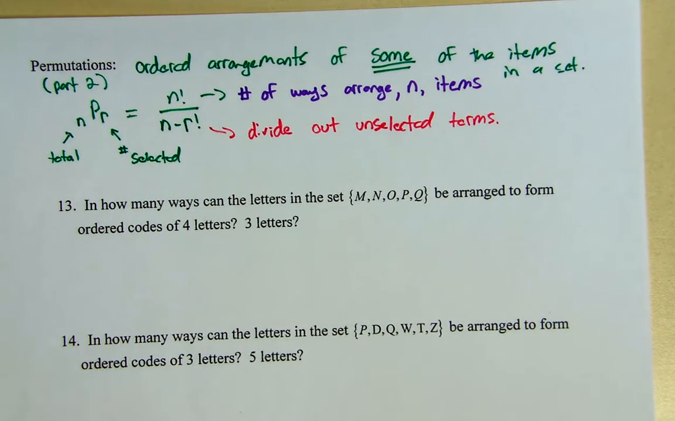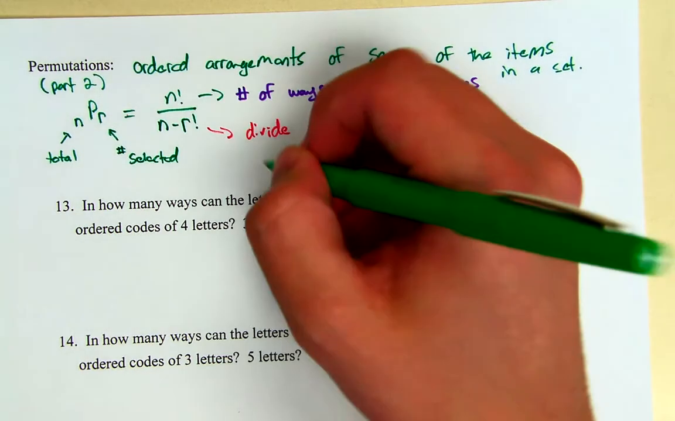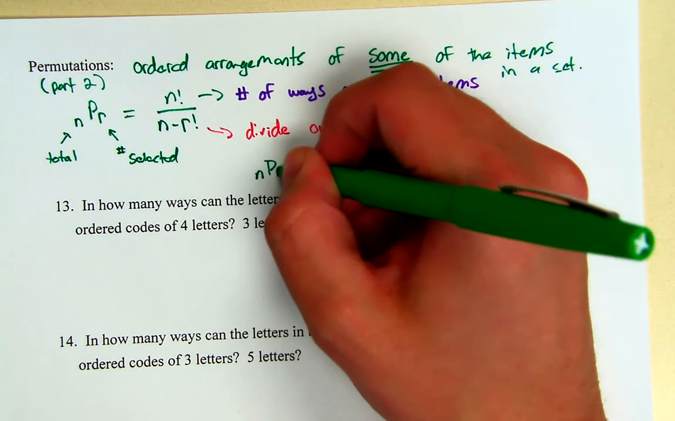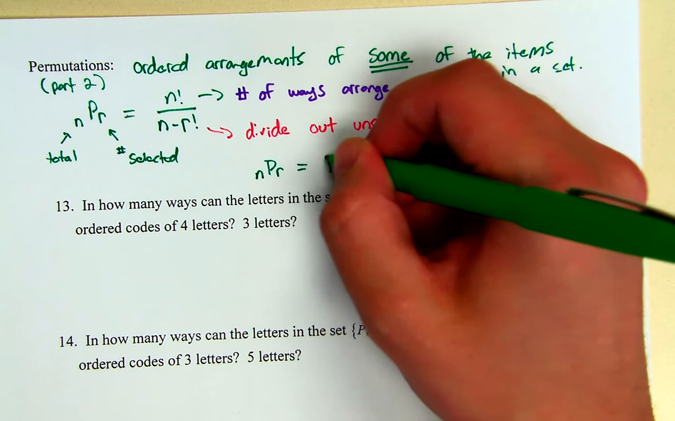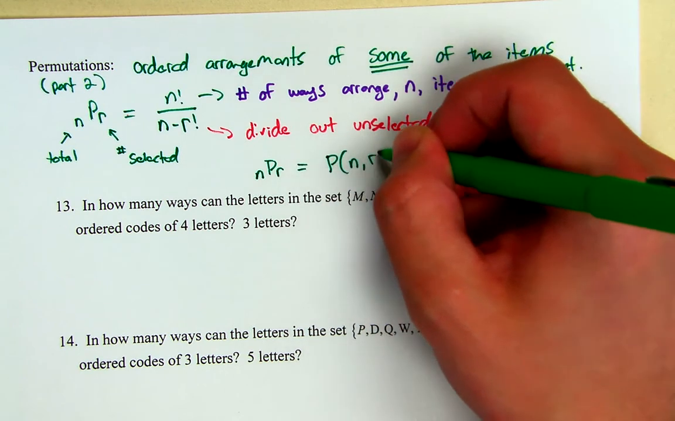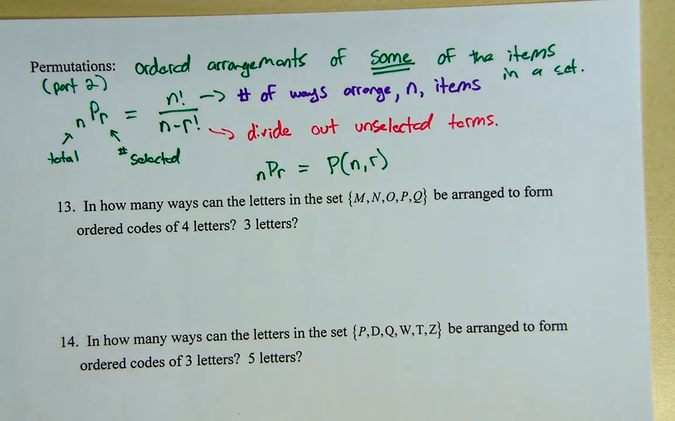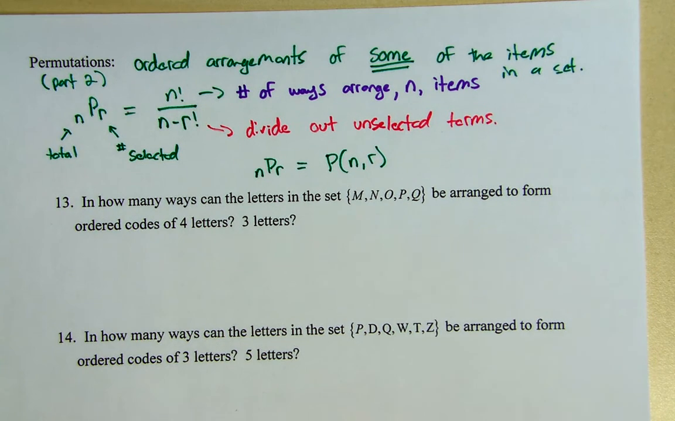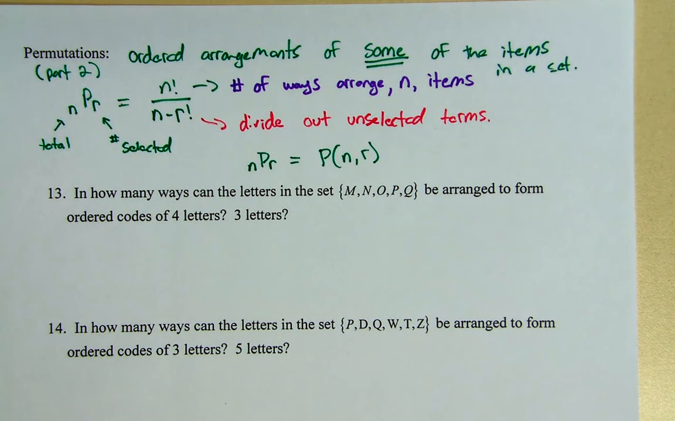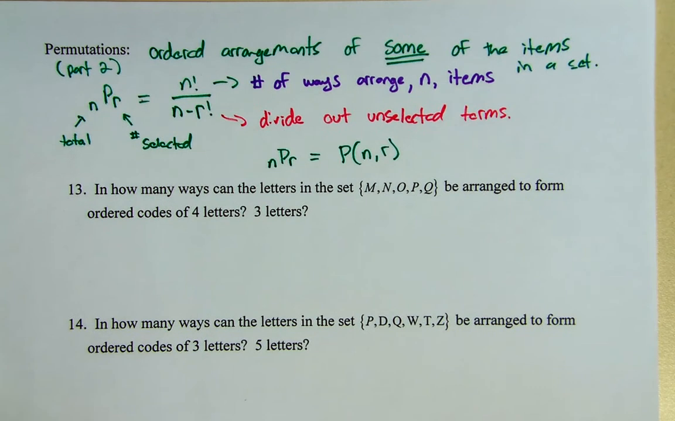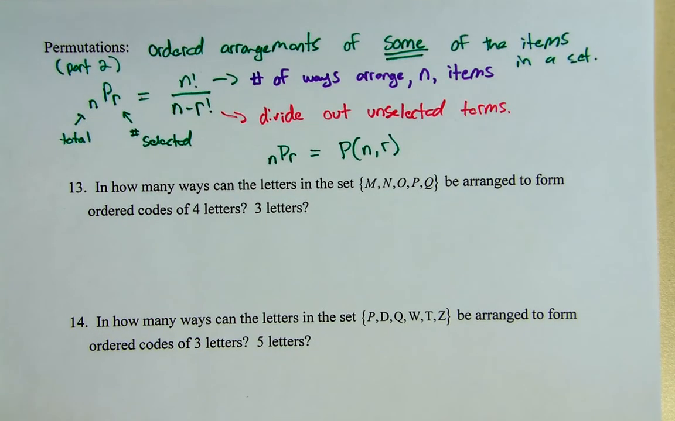Again, some ways that you might see this in your book. So nPr is equivalent to P with n choosing r, or P sub n with r. Those are both ways you might see it written. Alright, so let's talk about a few of these, and then we will be done and ready to finish out this section.